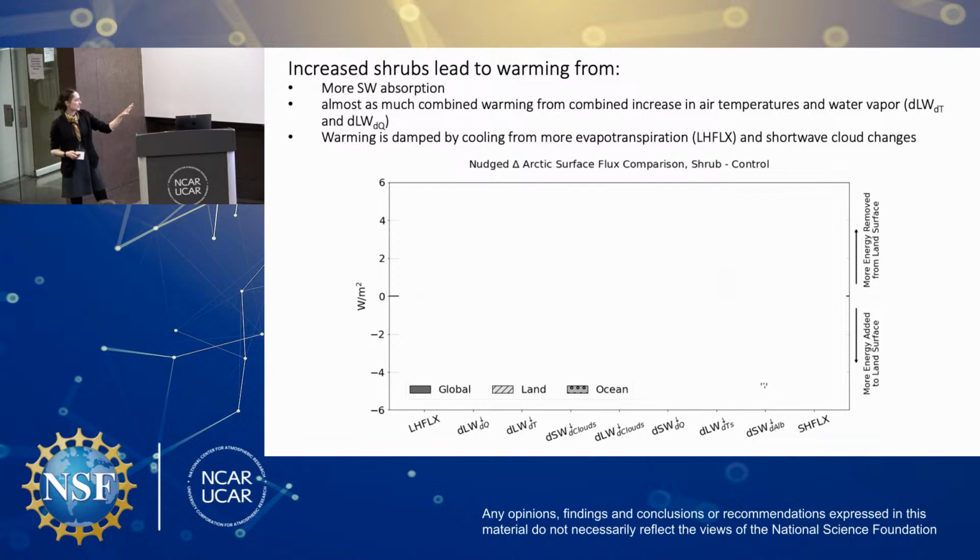And there's a whole bunch of fluxes here, and I'll step through them almost one by one, but actually more like 2 by 2 or something. So the first thing you see is that when you add shrubs, you get an albedo change. It's darker, so that's leading to more energy absorbed by the surface.